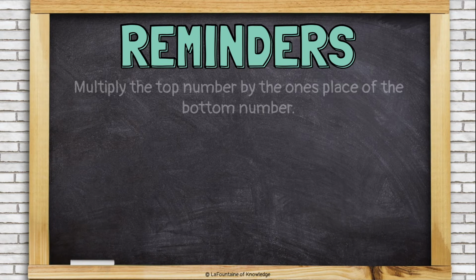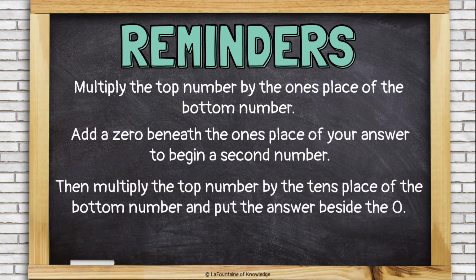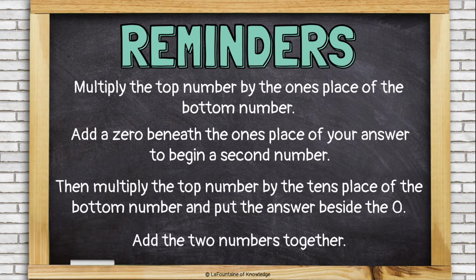Let's review. Multiply the top number by the ones place of the bottom number. Add a 0 beneath the ones place of your answer to begin a second number. Then multiply the top number by the tens place of the bottom number and put that answer beside the 0. And finally, just add the two numbers together.